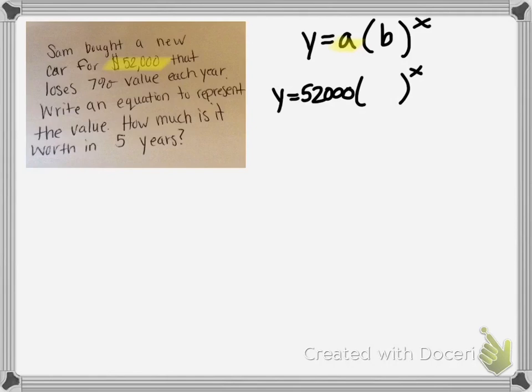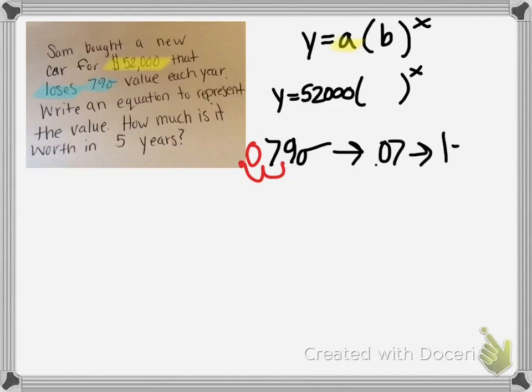Now to get my B value, I need to know what's happening in this problem. Let's see, we're losing 7%. Okay, so we're going to take our 7%, we're going to change it into a decimal. So taking my decimal, moving it over 2, and I get 0.07. Now I'm losing value, so I have 100% of my value. I'm losing 0.07. That gives me 0.93. And that you can also use a calculator for if you need to.